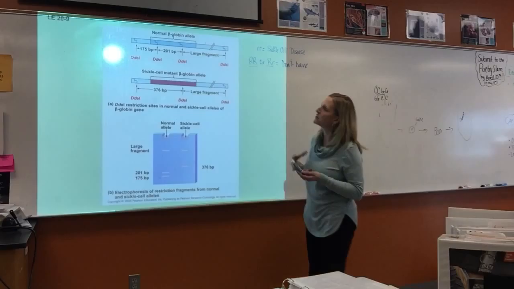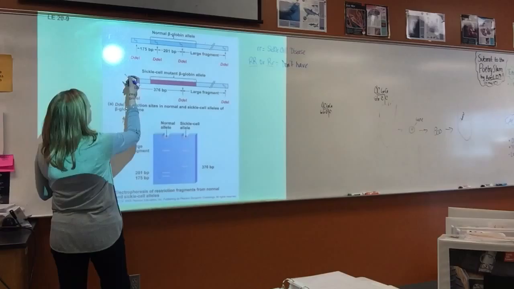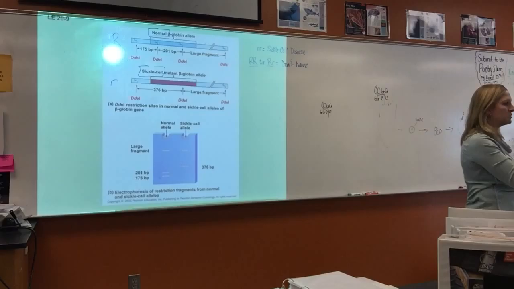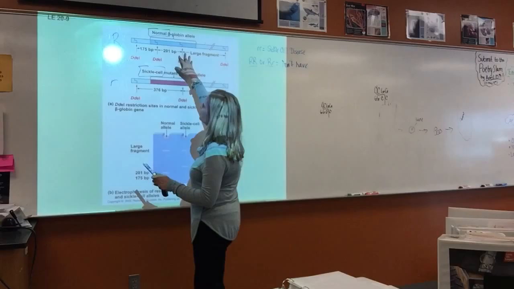And so this is the normal hemoglobin gene. So this is normal, like the big R, and this is the sickle cell gene, like the little r. The sickle cell gene is caused by one mutation, a point mutation, where one single base is changed. And so let's see how this works. So the normal gene, if we use this right here, is a restriction enzyme.